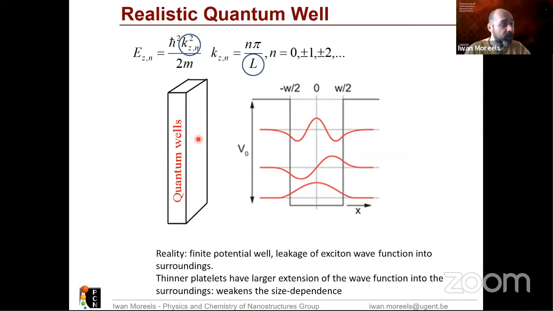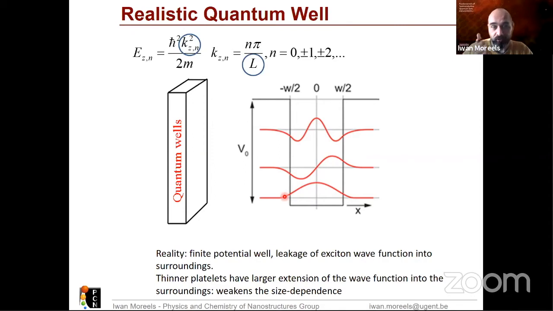But this is actually an approximation which is not strictly valid, because you have the quantum well here, but the surroundings are essentially dominated by the ligands, the organic solvent, and although the band gap of this material is very large, it's still finite. So the potential well is not an infinite potential well, it's a finite potential well. And this means that the solution to the Schrödinger equation shows that you have some leakage of the electron hole wave functions, of the exciton wave functions, into the surroundings.